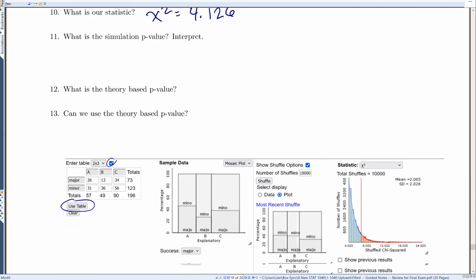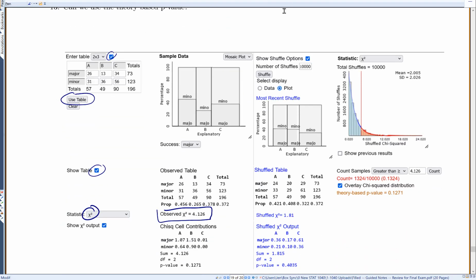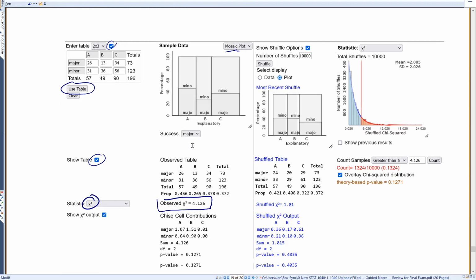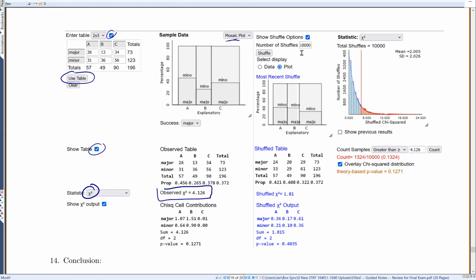Let's see, what is our simulation p-value? Coming down, a few things I showed you. You could do a mosaic plot, or you could just leave it as a segmented bar graph. Make sure your success is what you want. We were counting how many had major cracking. You don't usually have to worry about changing that here. I'd put in 10,000 shuffles. You can see on my most recent shuffle that my groups look very similar, and my shuffled chi-square is pretty low, a lot closer to 0.